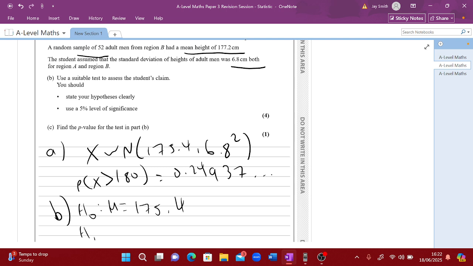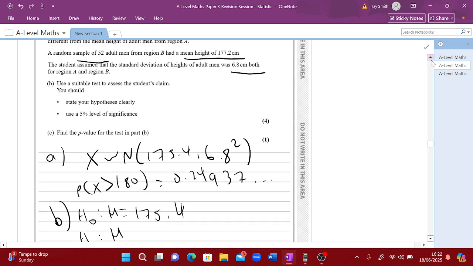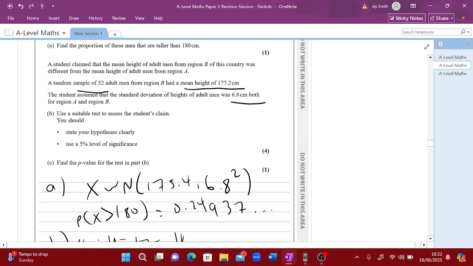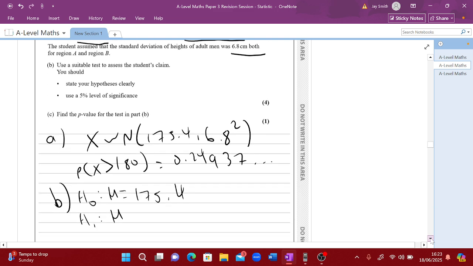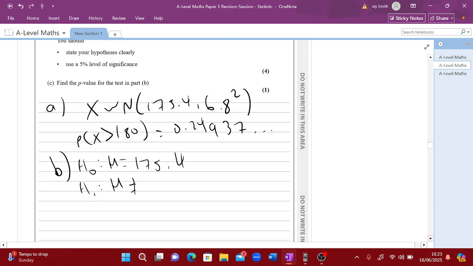And then H1, is it going to be less than or greater than or neither? Let's have a look. What did it say? That the mean height in region B was different. So it doesn't say less than or greater than, it's just different. So it's simultaneous, so it's just not equal to. So the mean simply has to not be equal to 175.4. So that opens up to a two-tailed test.